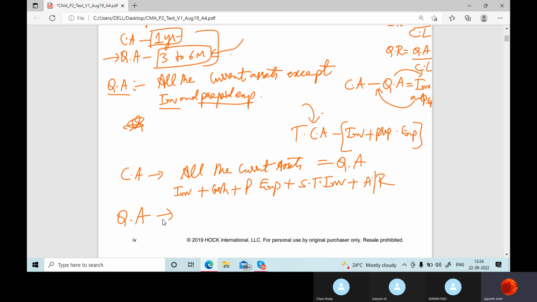That means when current assets are refined, they give you quick assets. So I'll just ignore this and I'll just ignore this. And I take cash, I take short-term investments. So investments, I'll write investments. I take account receivable and I get the quick assets. So you understood. I'm filtering the current assets and I'm getting quick assets.